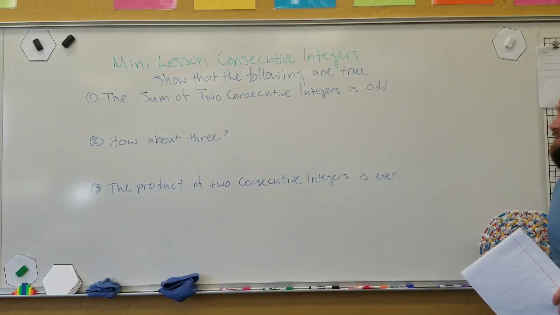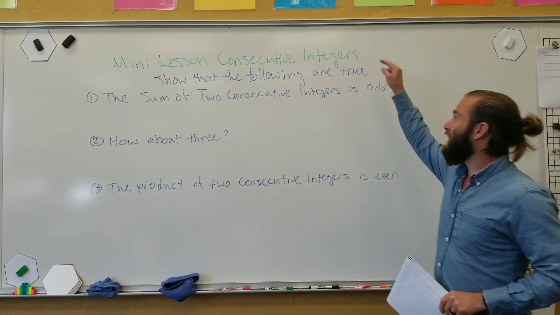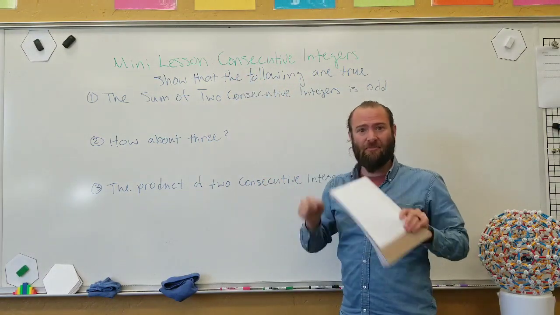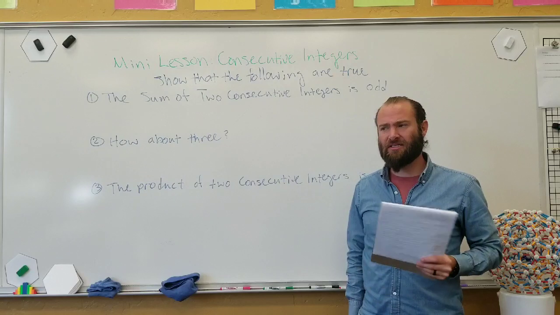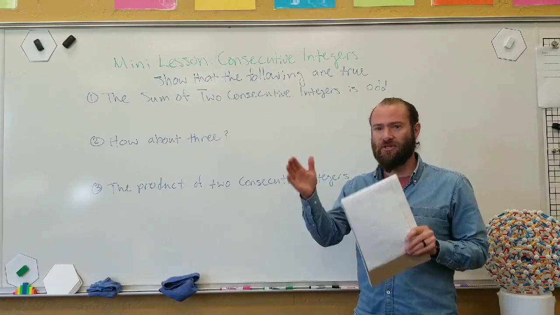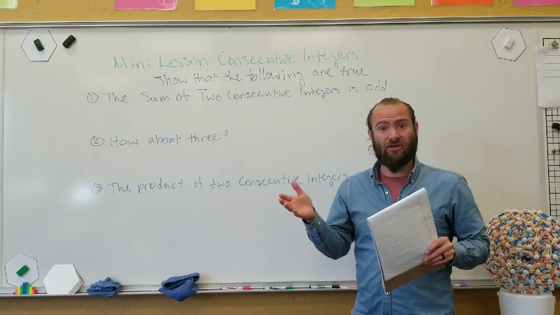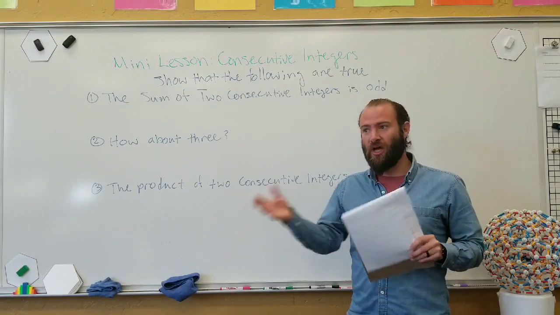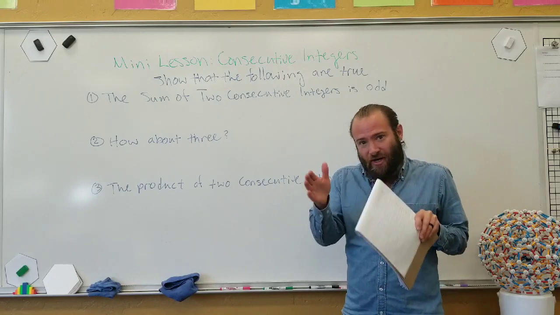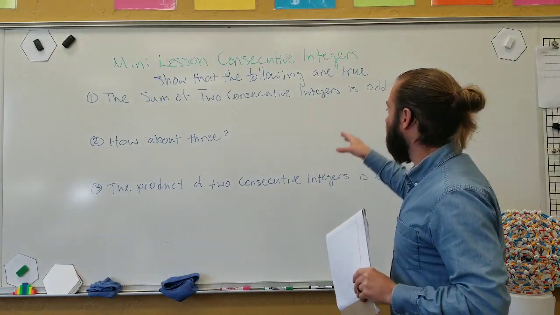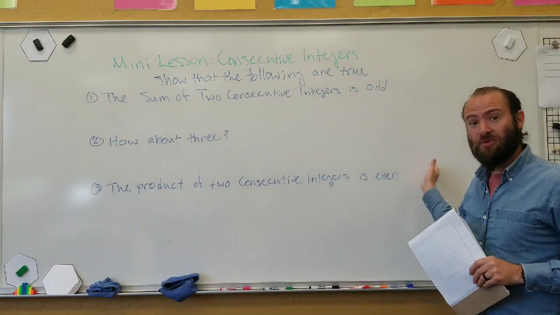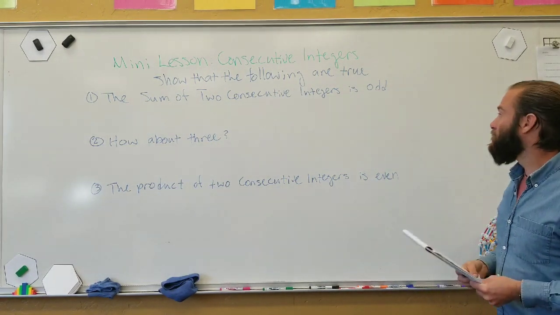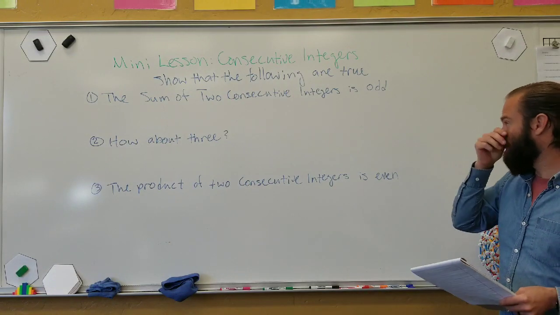A little mini lesson here about what we call consecutive integers. If you remember, the word consecutive means back to back or one after the other. So when I say consecutive integers, we're just talking about two numbers that are right next to each other, but integers. So like 2 and 3, or 11 and 12, or 100 and 101, right? Two right next to each other. So we're going to look at some properties of consecutive integers, and we can use kind of our ideas from form implies function to do this.